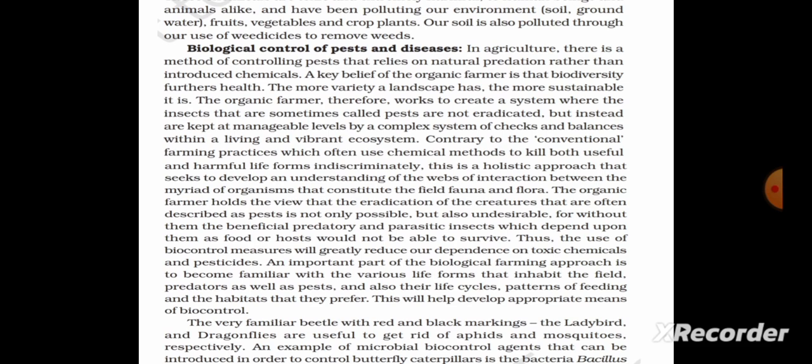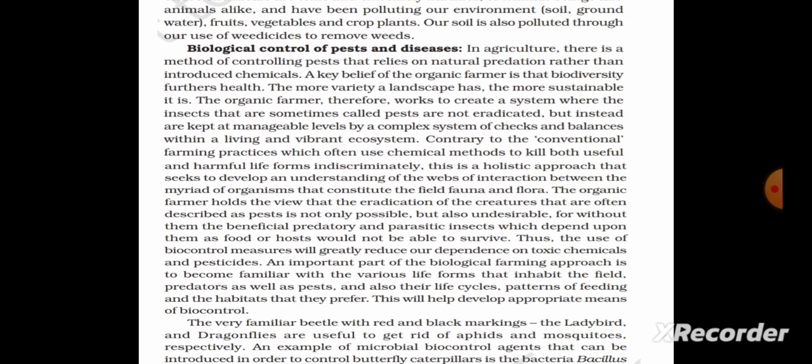A key belief of the organic farmer is that biodiversity furthers health. The more variety a landscape has, the more sustainable it is. The organic farmer therefore works to create a system where the insects that are sometimes called pests are not eradicated but instead are kept at manageable levels by a complex system of checks and balances within a living and vibrant ecosystem.